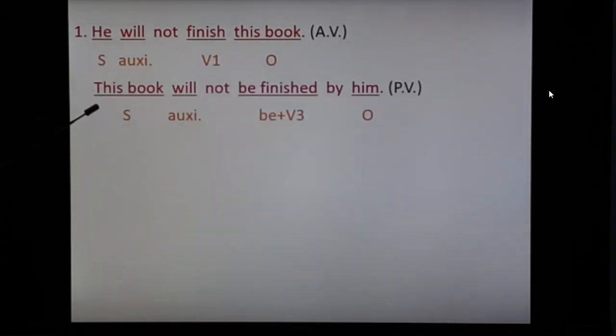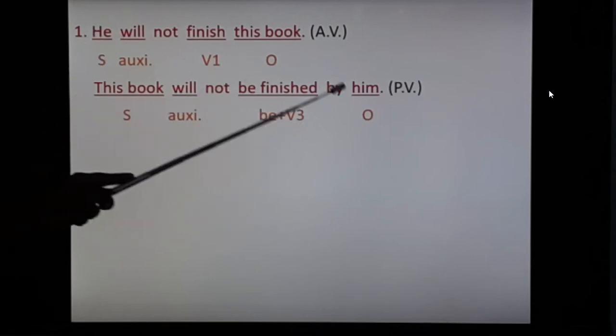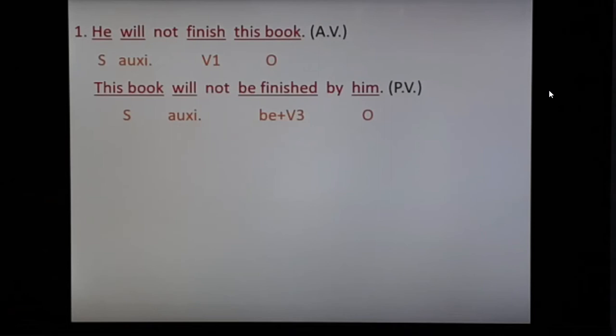Okay, passive voice. This book, object in active voice, becomes subject in passive voice. So this book will come in the beginning. According to this book, you have to put appropriate auxiliary verb. Will, then put not, then you have to use be. Here you have to be very careful. Immediately after not, you have to put be, not before not. Okay, will not be, then V3 form of the main verb finished, then by, and he becomes him. So this is passive construction.